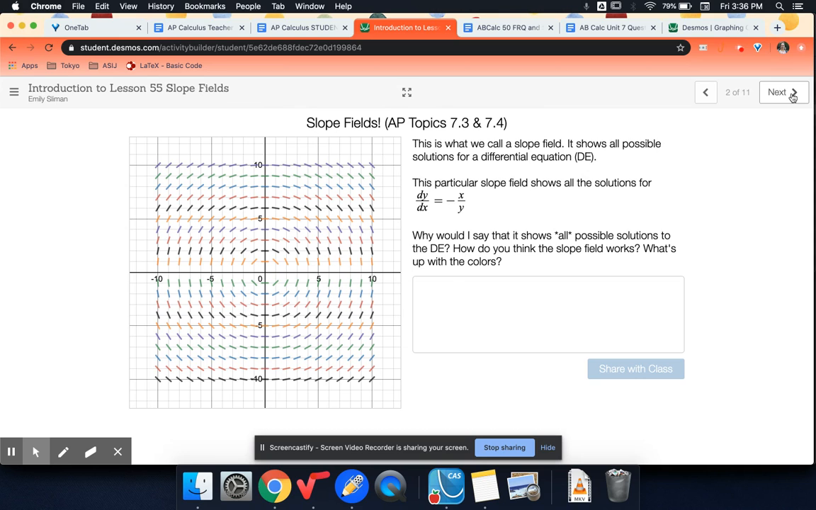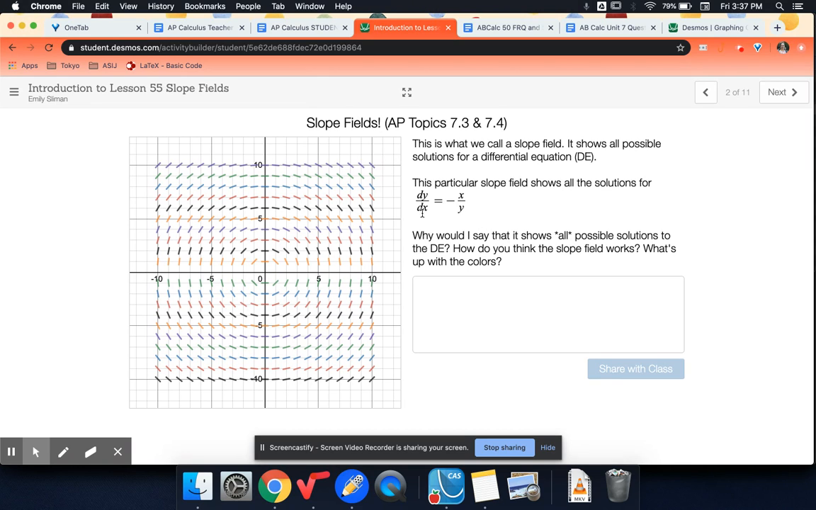All right, so this picture here is a slope field. It shows all possible solutions for a differential equation. So when I say all possible solutions, it's because when we integrate, we have the plus c, right? Which when I take a derivative, any constant becomes zero. So when we go backwards and integrate, we might have different constants. So that's what I'm talking about here with all possible solutions.